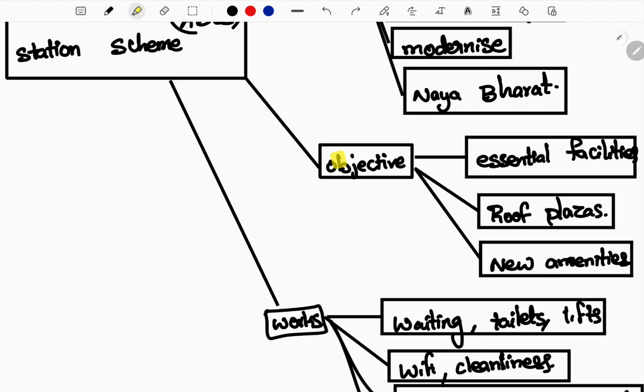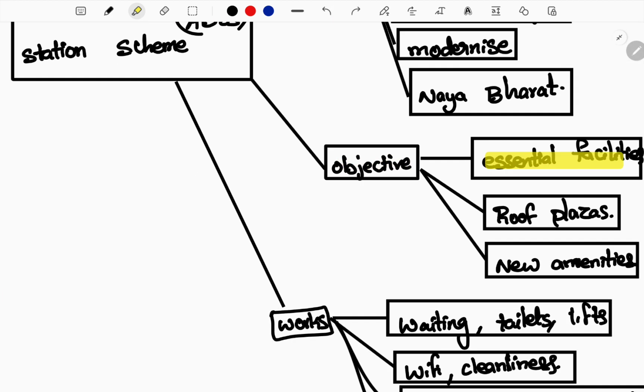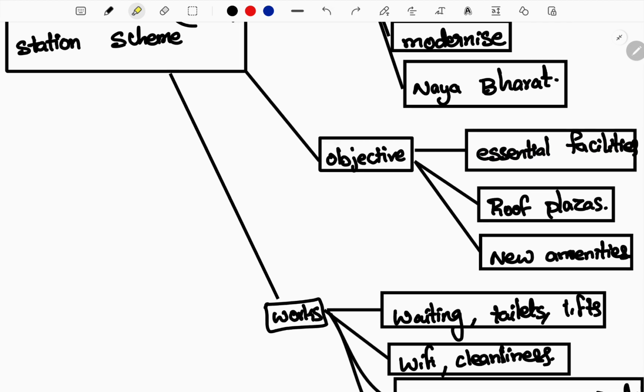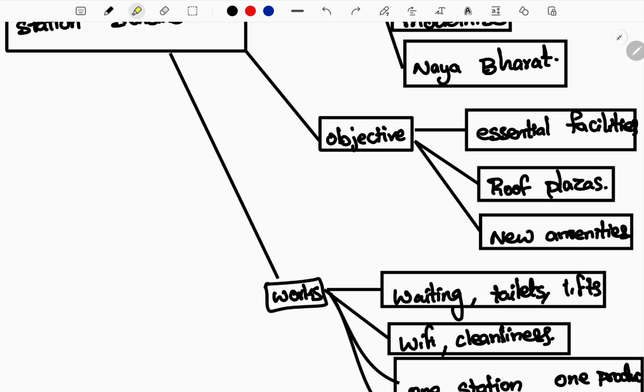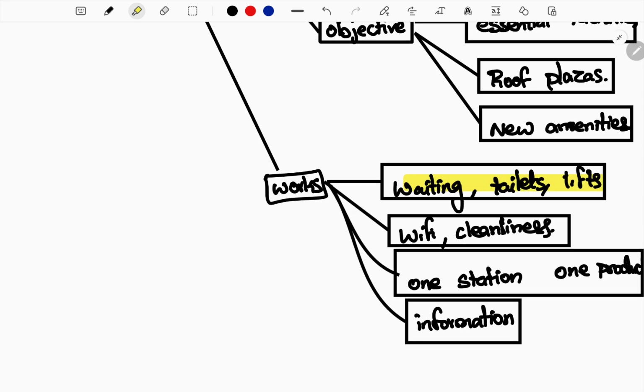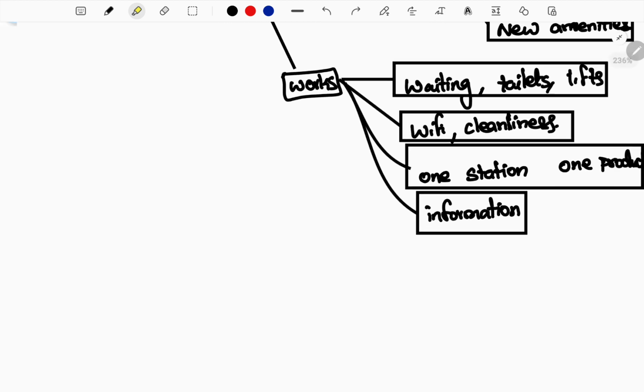What is the objective of this scheme? The main objective is to provide the essential facilities required for the railways: roof plazas and new amenities. What are the new amenities? Waiting halls, toilets, lifts, escalators, Wi-Fi, cleanliness, and One Station, One Product. In particular regions there is a famous product, and stalls for it are to be established in the railway stations. That is One Station, One Product. And also an information system for travelers and passengers, which can help them with proper access to the railways.